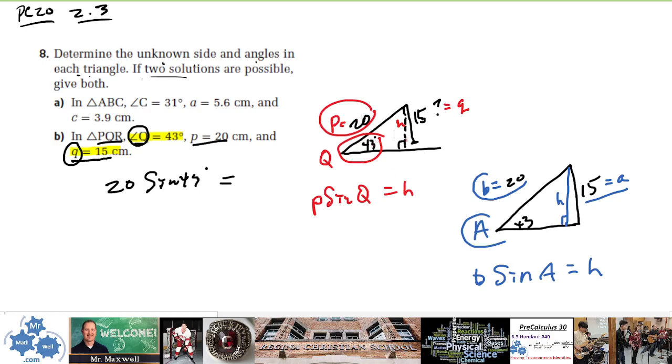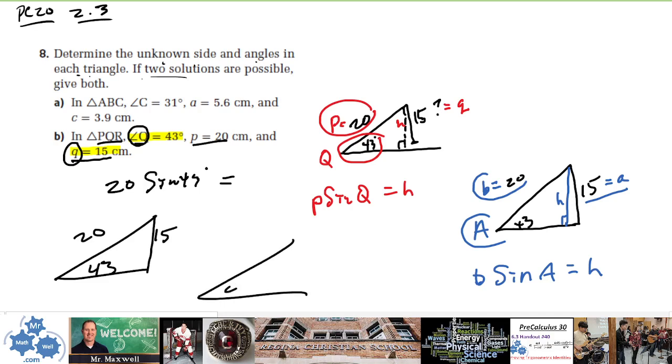So once you find out that the minimum is actually a little bit less than 15, then you can see that there are two triangles. Here's the one, 43, 20, and 15, right, this. And then here's the other one, 43, 20, and 15 over here. One is just inside of 90 degrees and one is just outside of 90 degrees. And then you would solve those individually.